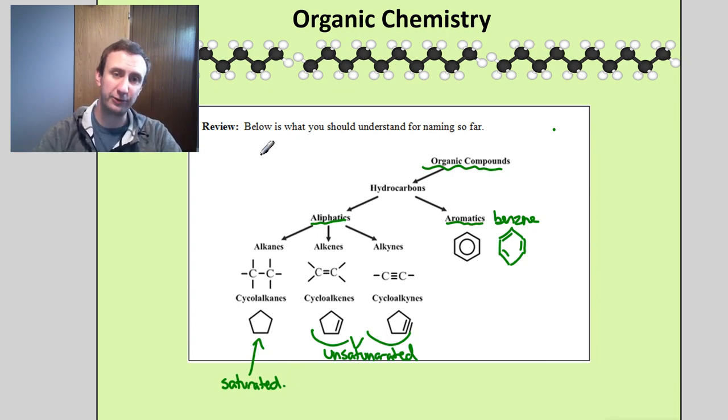So that's where we're at so far in our study of organic. We've covered hydrocarbons. We're going to do hydrocarbon derivatives soon, which means we're adding things besides carbon and hydrogen. We've covered aliphatics and aromatics. Aliphatics, just think of as not aromatics, so it doesn't have benzene. Aromatics has benzene. Aliphatics, I've got 3 types, alkanes, alkenes, and alkynes, and then cyclos are in there as well.